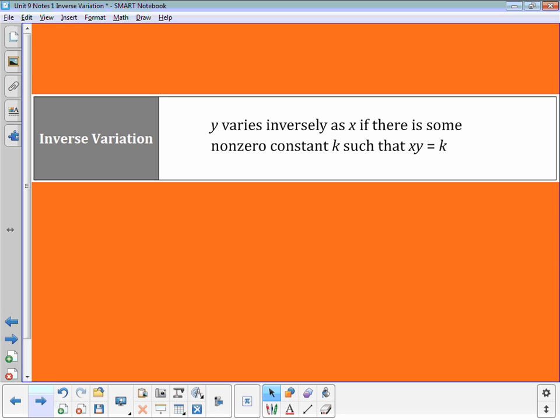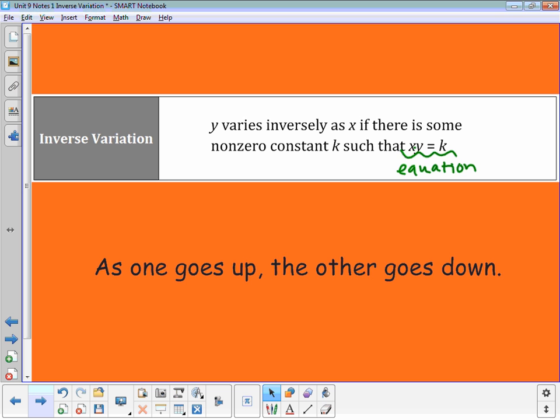Inverse variation: y varies inversely as x if there is some non-zero constant k such that x times y is equal to k. So this is the standard equation that we're looking for. We're going to be writing and graphing this equation today. We have x times y, that's multiplication there. x times y is equal to k. What this means is as one value goes up, the other value goes down. That's why it's called inverse.